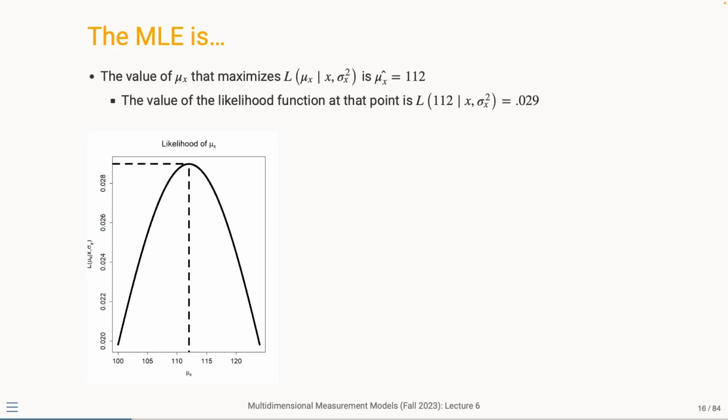All right, how are we doing? There's our distribution. There's mu. Here's our likelihood itself, right? And you can see the value at that point is 0.029. So we would call 112 our maximum likelihood estimate.